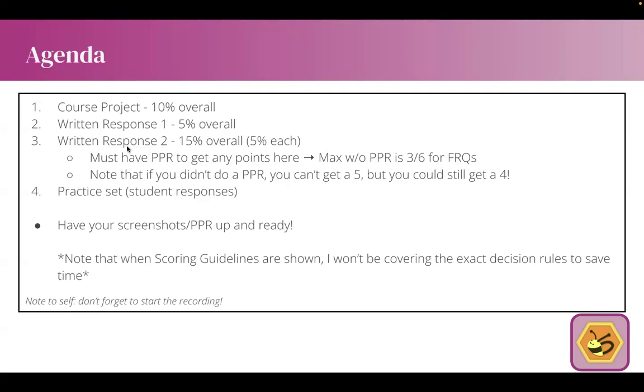Written response 1 does not need a PPR. Just in case there's anybody here that has not submitted a PPR and it's too late, I'm not sure how that works exactly, but I'm assuming it's too late to do that now. So if that applies to you, then the max you can get for your free response questions is going to be 50%, which is going to take off about 15% of your grade overall. Okay, so you can still get a 4 with that.